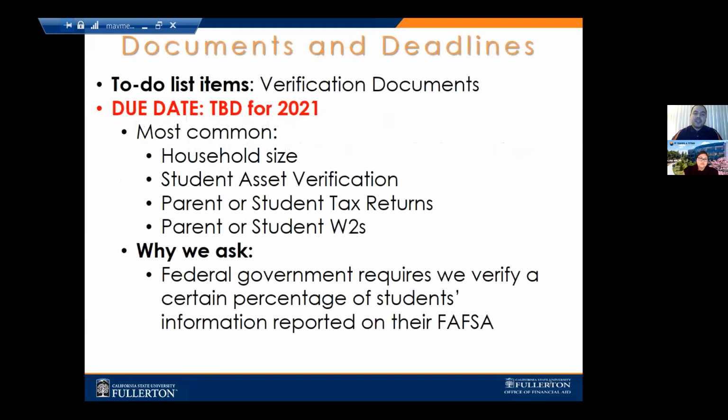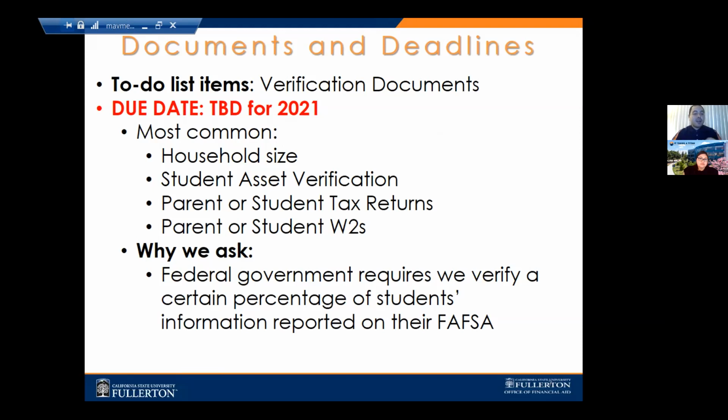Now, earlier we mentioned documents. Every year students get selected for documents. The amount of students really varies. There's a percentage of students that the Department of Education always wants us to double check the information on. And again, we have a priority deadline. For this year, it was May 8th. And for the upcoming year, it should be sometime in the spring as well, but the date hasn't been determined yet.